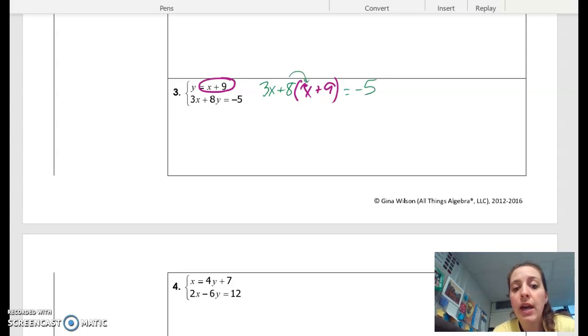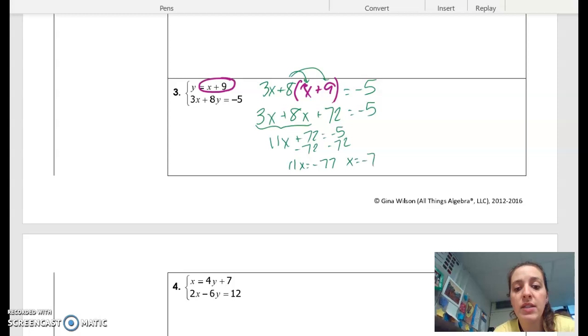Well, so now I can just distribute this 8, so I end up with 3x plus 8x plus 8 times 9 is 72 equals a negative 5. So from there I combine my like terms, 11x plus 72 equals negative 5, and then I subtract. So 11x equals negative 77, so x equals a negative 7.